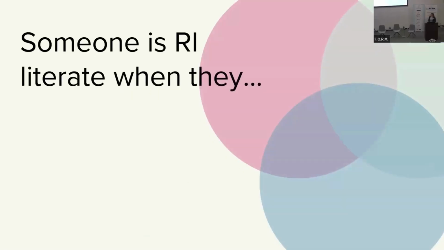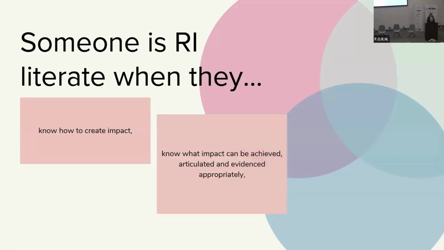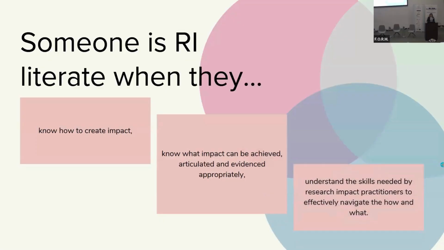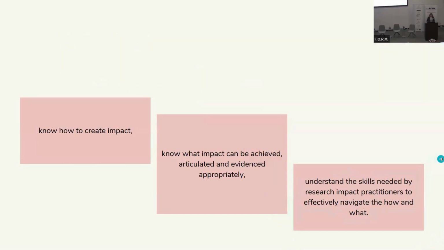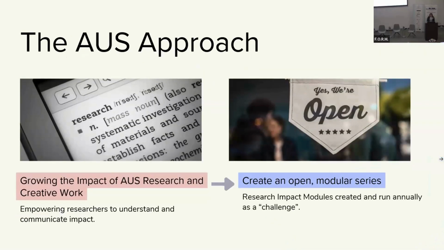So really, this is my last slide on impact literacy. Someone is research impact literate when they know how to create impact, when they know what impact can be achieved, articulated, and evidenced appropriately, and they understand the skills needed by research impact practitioners to effectively navigate that how and what. So at AUS, I wanted to address this gap in research impact and research impact literacy.